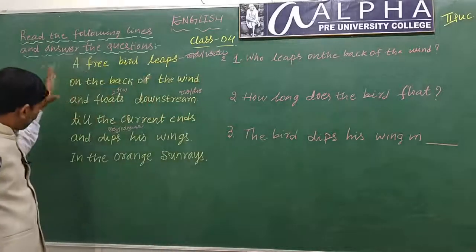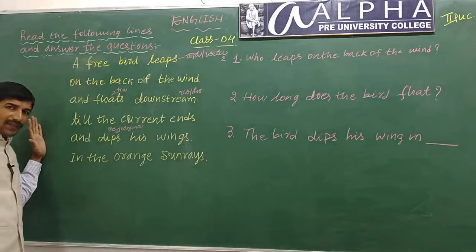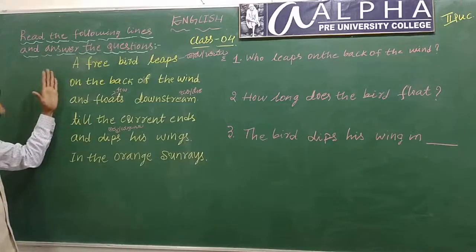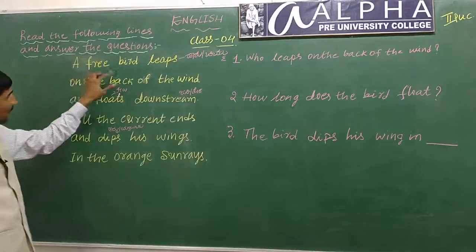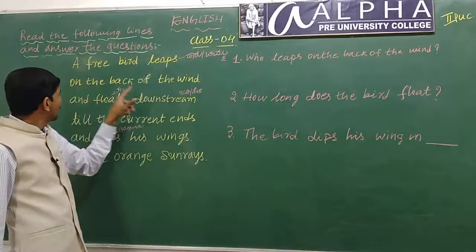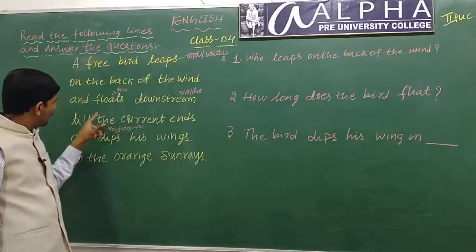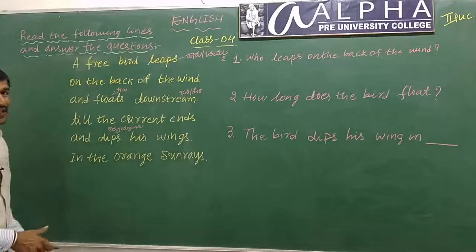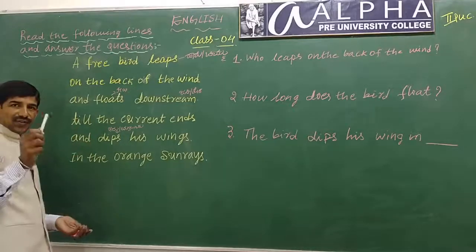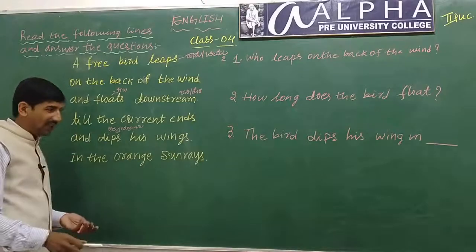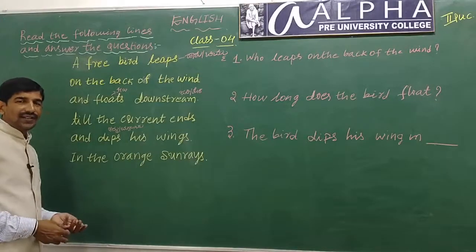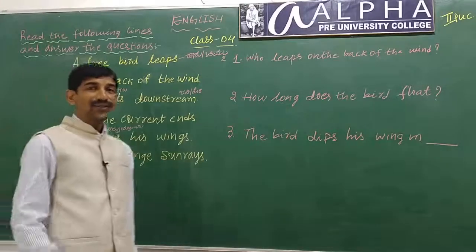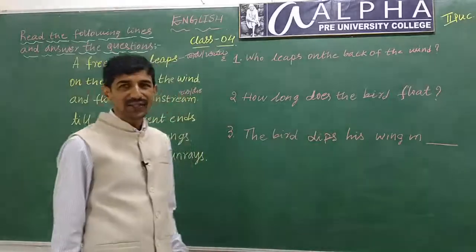In the same way, first we have to read the given sentences carefully. Here we have the sentences: a free bird leaps on the back of the wind and floats downstream till the current ends and dips its wings in the orange sun rays. First we have to read the given sentences carefully and understand what is there in the given sentence. Otherwise, we will be unable to answer the given questions.